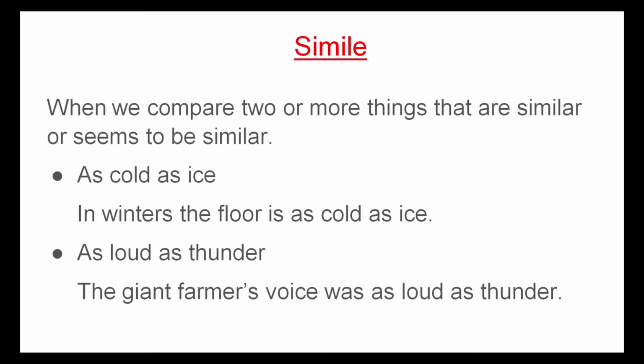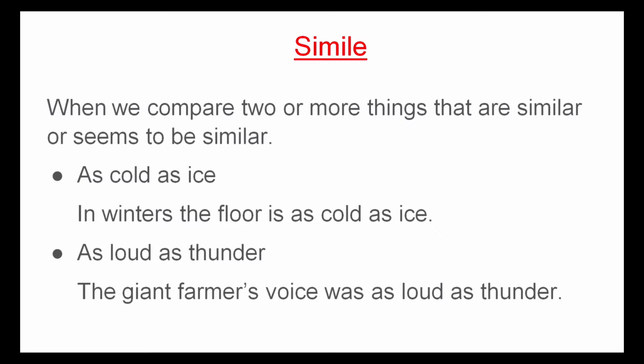So what is simile, kids? When we compare two or more things that are similar or seem to be similar, either they are similar or they appear to us to be the same, that is simile. Now look at these examples: as cold as ice. So something which is similarly as cold as ice. That means we are comparing two things in the same sentence. We are explaining a thing with the help of this simile. Like in winters, the floor is as cold as ice. So here you can see, in winter, generally the floor is as cold as ice.